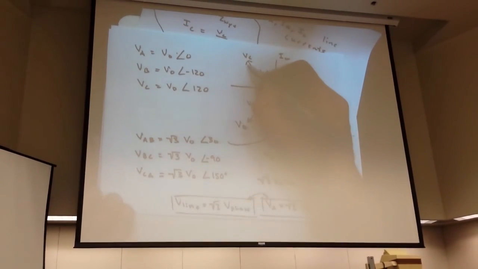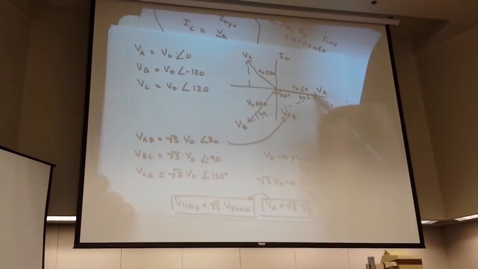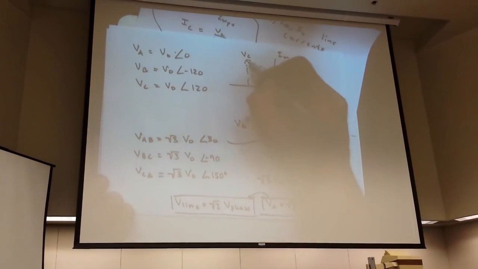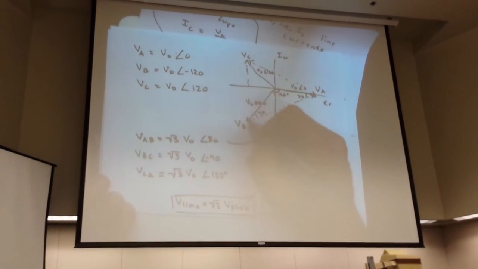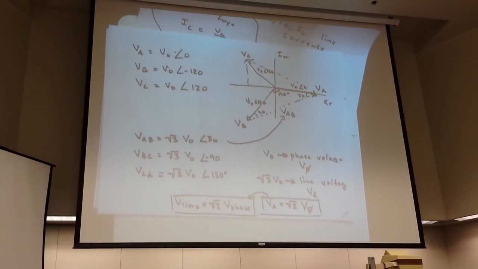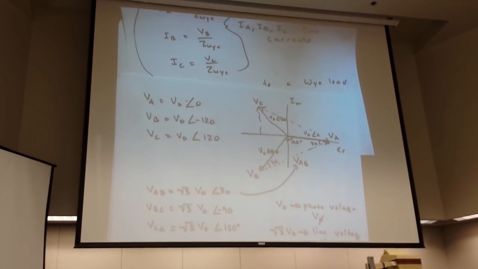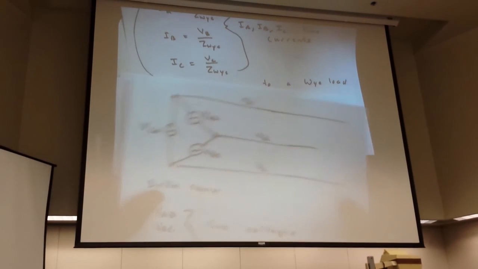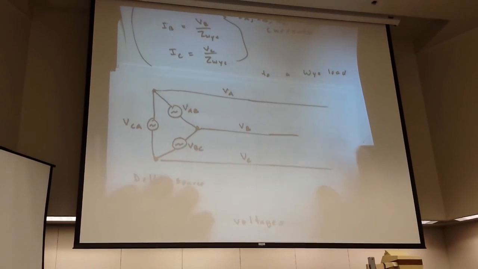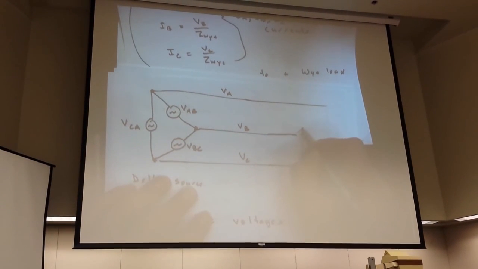We can do the same thing here. There's VBC, and there's VCA. So those are our vectors. So that's the delta configuration that gives us line voltage. Now we come back to our circuit for our delta configuration. We can delta load.